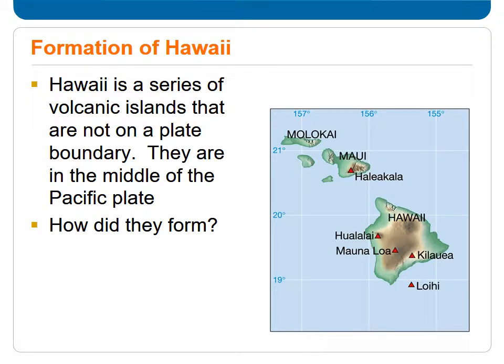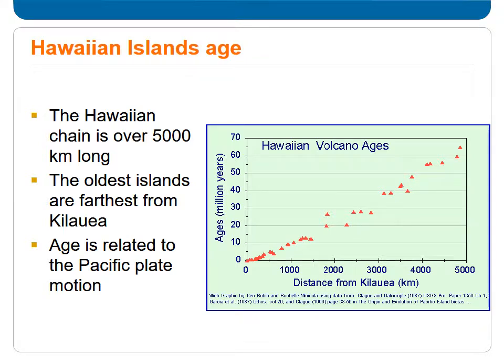Hawaii is made of volcanic islands that are not on a plate boundary. They are in the middle of the Pacific Plate. The question is, how did they form? The Hawaiian chain is a string of Pacific islands over 5,000 kilometers long. Using radiometric dating, the age of the rocks of the Hawaiian chain can be found. The oldest islands are farthest from Kilauea. Age is related to the Pacific Plate motion.